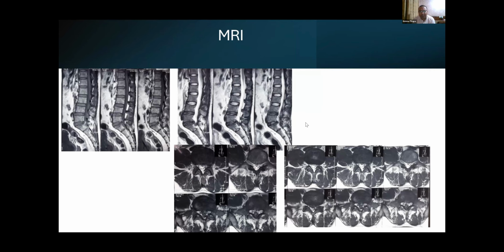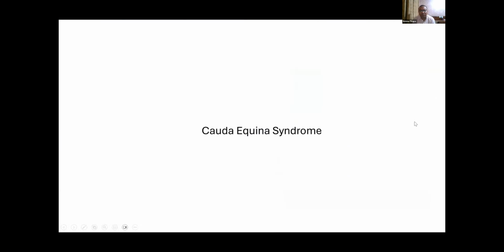So with this history and this MRI investigation, we came to the diagnosis. Next, please. This is a case of Cauda Equina syndrome due to disc prolapse at the L5-S1 level. Next, please.